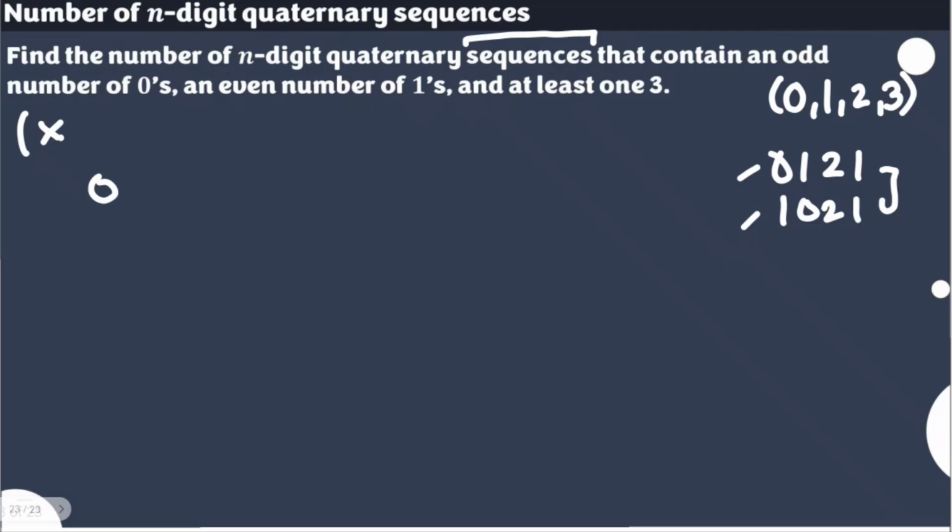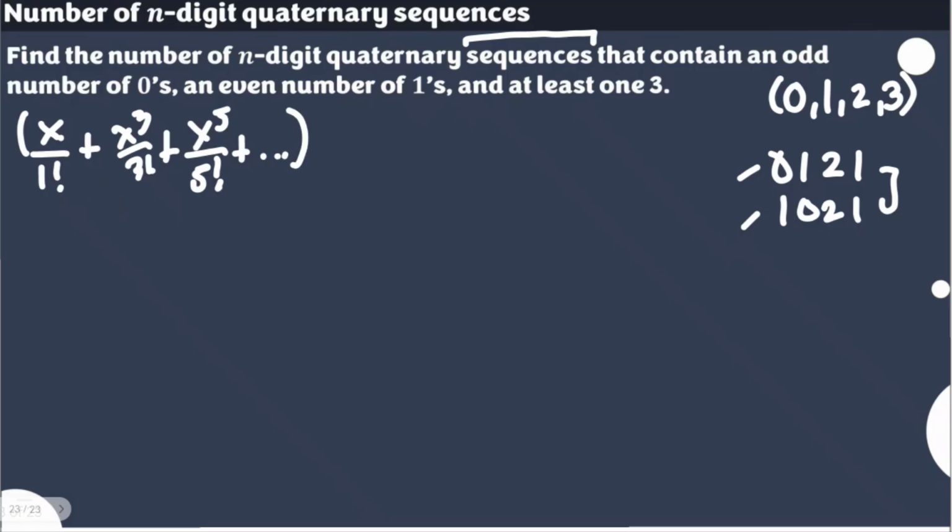And of course, since we're talking about exponential functions, it's x over 1 factorial. Plus, we don't need to write x squared over 2 factorial because then again, we are talking about odd. So we jump to x cubed over 3 factorial, then x to the power of 5 over 5 factorial, plus so on and so forth. That's for our digit 0.